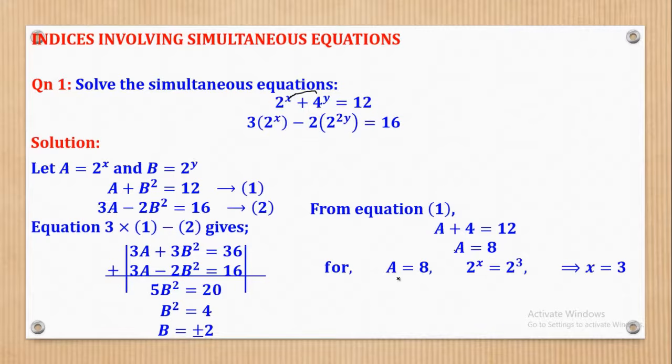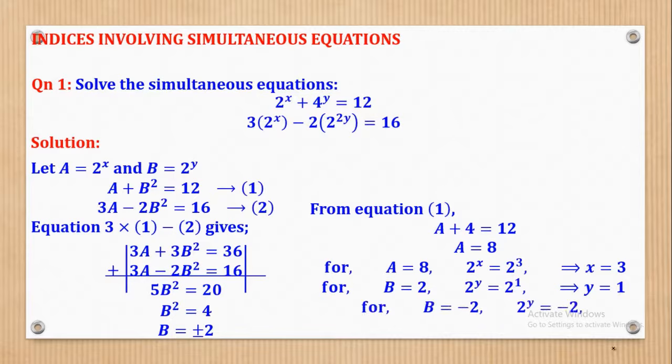Therefore, for a equal to 8, you'll come here and say that 2 to the power x is equal to 8, which is 2 to the power 3. Therefore, same base, it implies that x is equal to 3. Then for b equal to positive 2, it implies that 2 to the power y is equal to 2 to the power 1, which is therefore y is equal to 1.